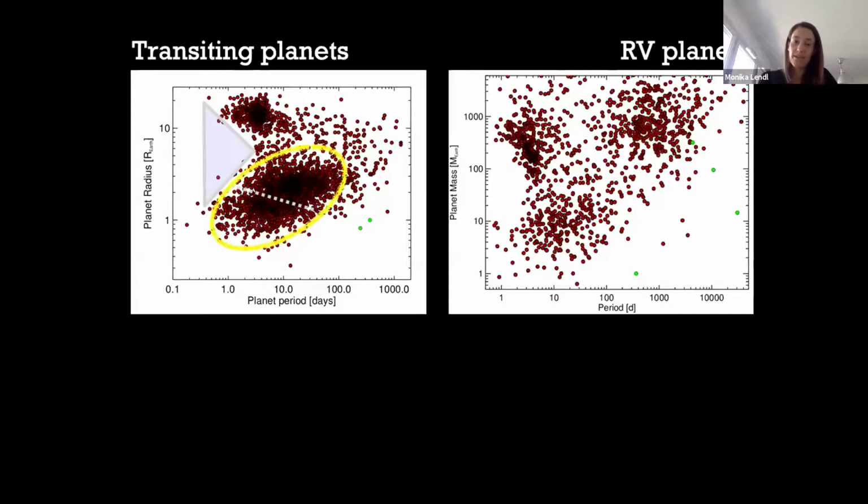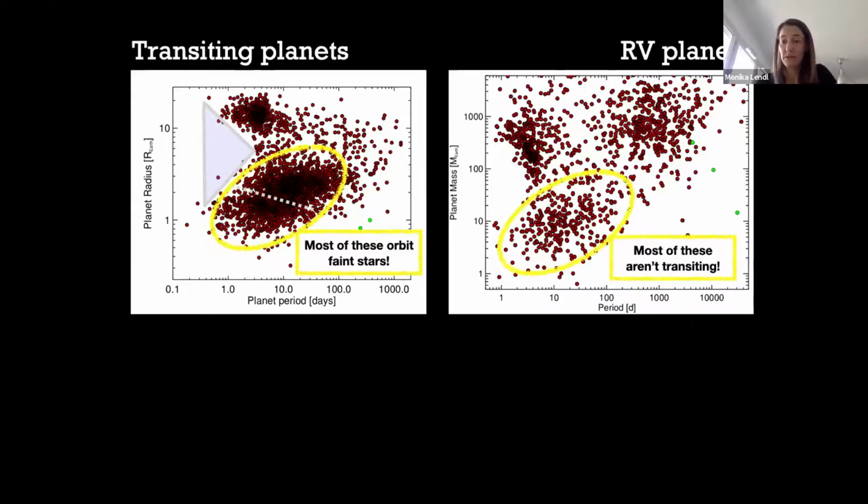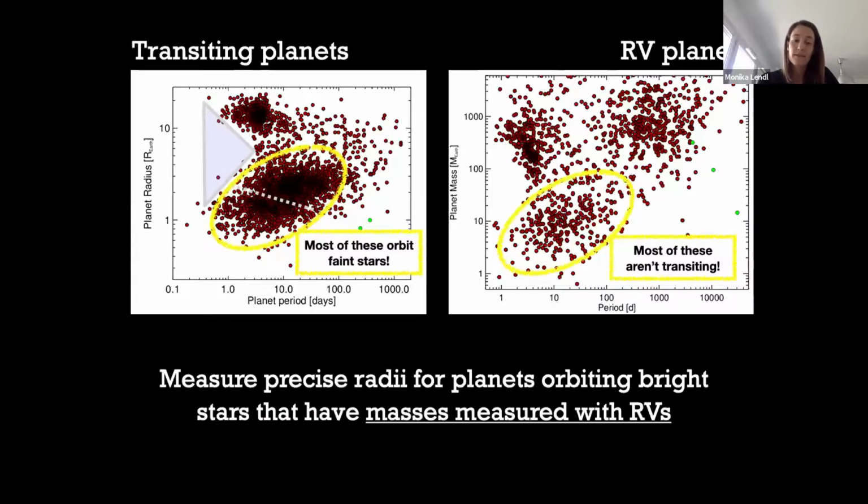And so the goal really here is to target planets that fall into this group, these super-Earths and mini-Neptunes down here. However, we already know these planets exist, but since they were observed by Kepler, these are mostly orbiting faint stars. We also have a number of these planets detected in radial velocities, but most of these radial velocity planets don't transit. So the goal really for CHEOPS here was to measure precise radii for planets orbiting bright stars that have masses measured with radial velocities.